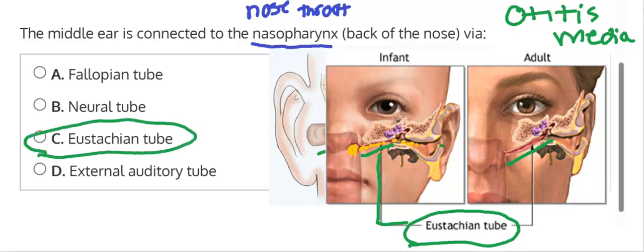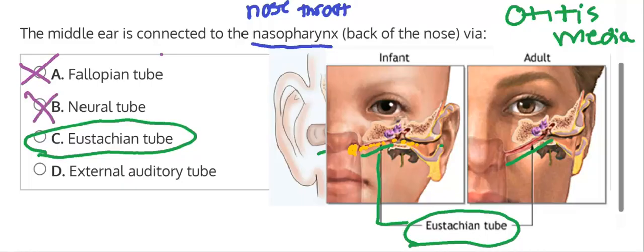And just taking a look at the other choices, the fallopian tubes, these are the structures that connect from the ovaries down to the uterus. So it's part of the female reproductive system, not part of this naso-throat system. So I can eliminate that. Option B, the neural tube. This is the embryonic precursor to the central nervous system during formation of fetal development. So not the correct structure we are looking for. We can eliminate option B.